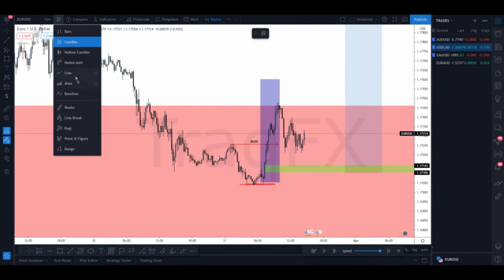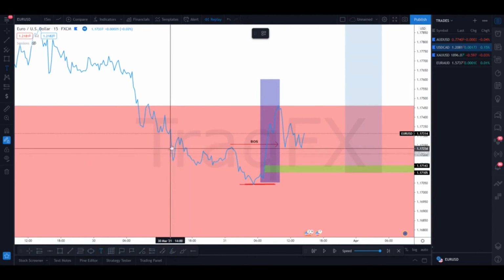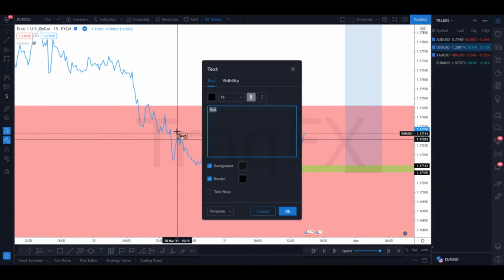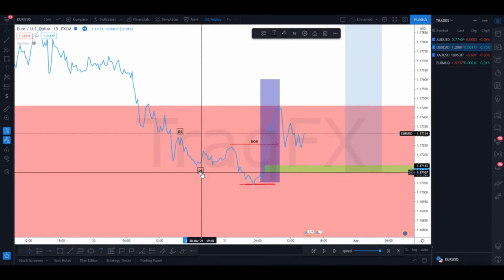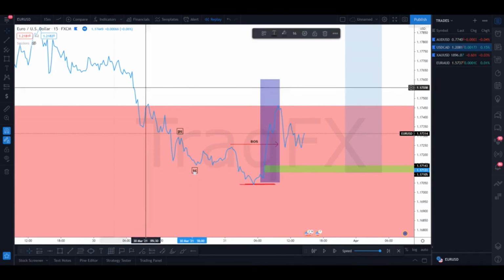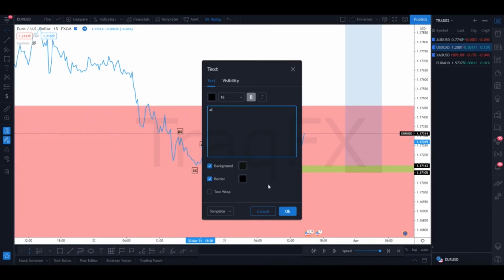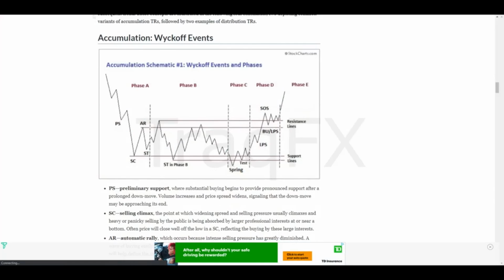Right here, if I go down to the line chart, what I can say is that basically this is my PS right here, because this is that last move down, right? So I'll say, all right, this is my PS. Now, after the PS, it might be followed by a selling climax. I definitely am right over here. We have that selling climax. Now, after that selling climax, we have an automatic rally. Yes, we do. And we have a secondary test after that automatic rally right here.